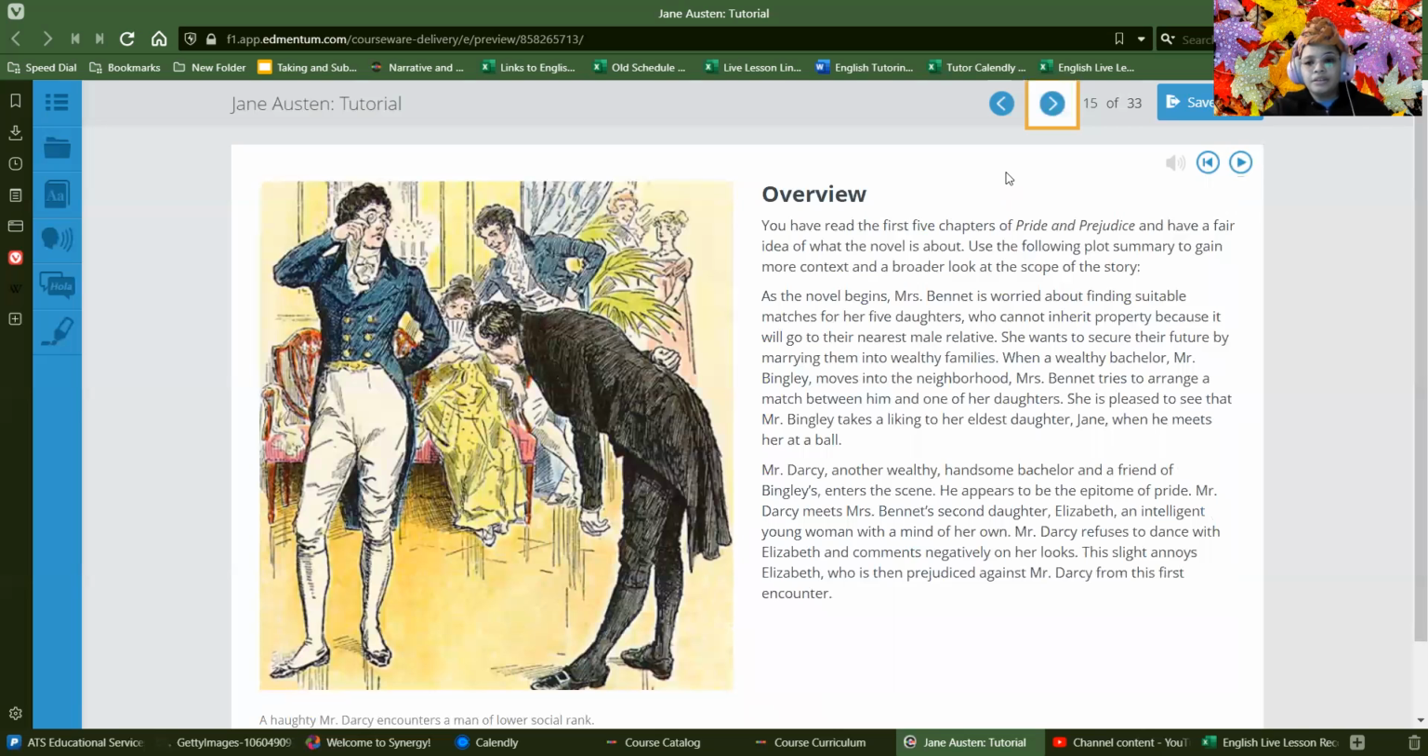Okay. So this section here is the overview of the actual novel. And I don't want to go into this too far because it's important for you guys to actually go in and read the excerpts.